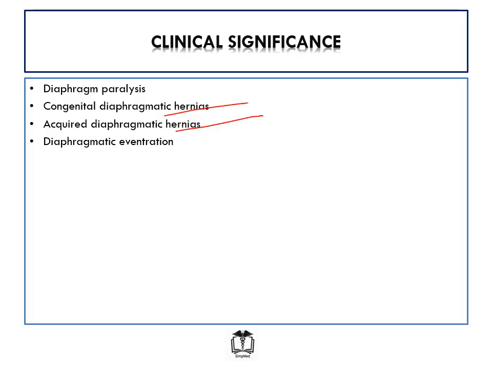Or whenever there's a weakness of the esophageal hiatus, the esophageal hiatus serves as an opening for the esophagus. Whenever there's a weakness of the esophageal hiatus around the esophagus, we can have the stomach slipping into the thorax, and as a result, we have an acquired diaphragmatic hernia from there. Then finally, we can have diaphragmatic eventration, and that's usually due to damage of the diaphragm, and automatically structures that are found below the diaphragm eventually move into the thoracic cavity.